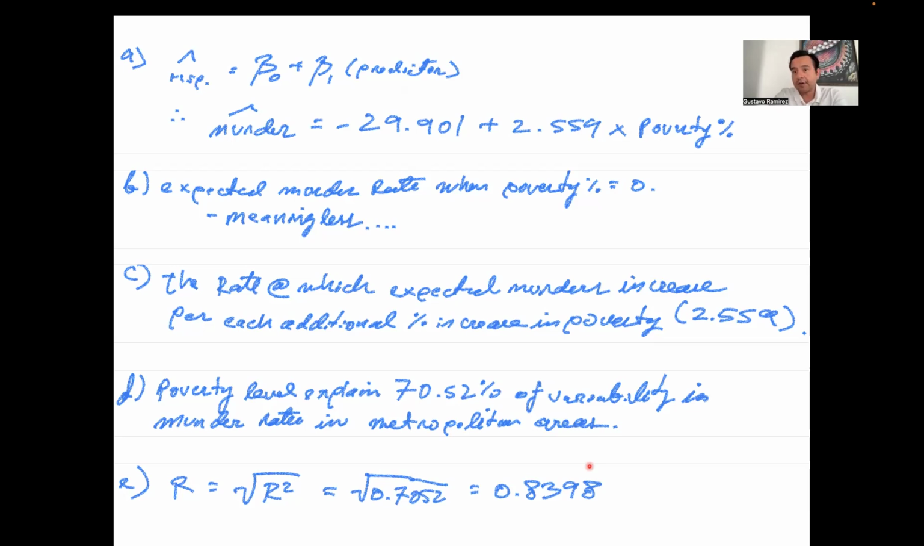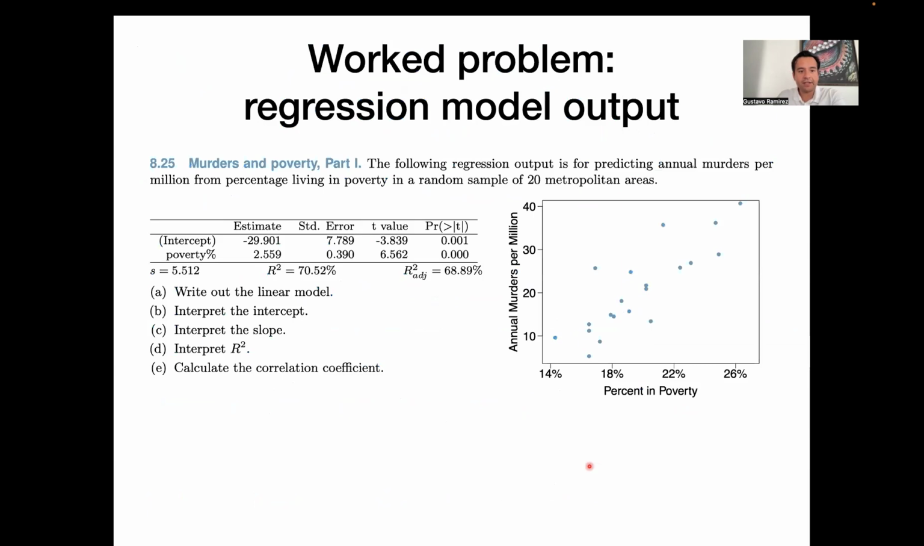To write out the appropriate linear model for this particular question, we've got murder rate hat, the estimated murder rate, is equal to the y-intercept, which from the first row of the first column is negative 29.901, plus the slope, which from the second row of the first column in estimates is 2.559, times the given poverty rate, where this question is being asked about on the x-axis, poverty percentage. So that would be it for writing down our linear model. That is the linear model, part A.